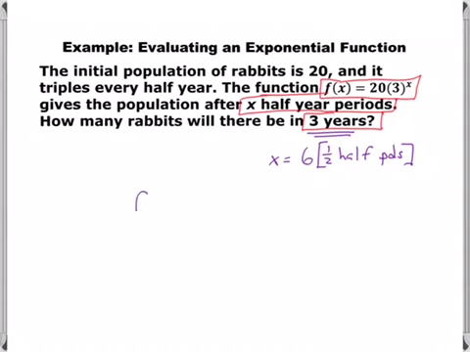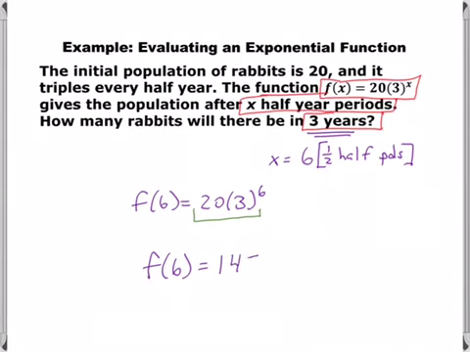So we're going to take f of 6 equals 20 times 3 to the 6th power. And so this is what we want to put in our calculator. And we're going to get that f of 6 equals, or after 6 years, the population of rabbits is 14,580 rabbits.